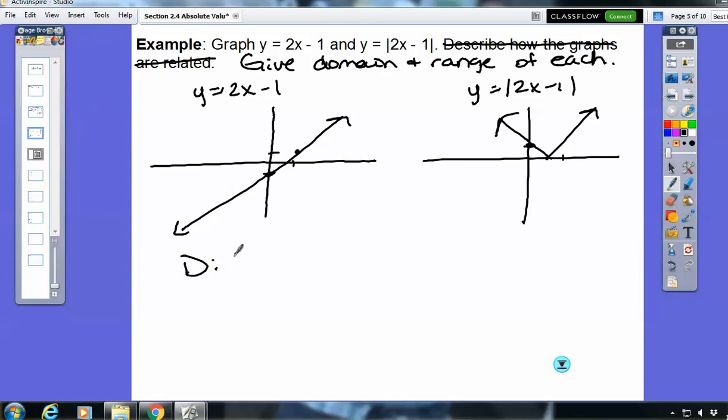Domain of the original? Range? Domain of the new?